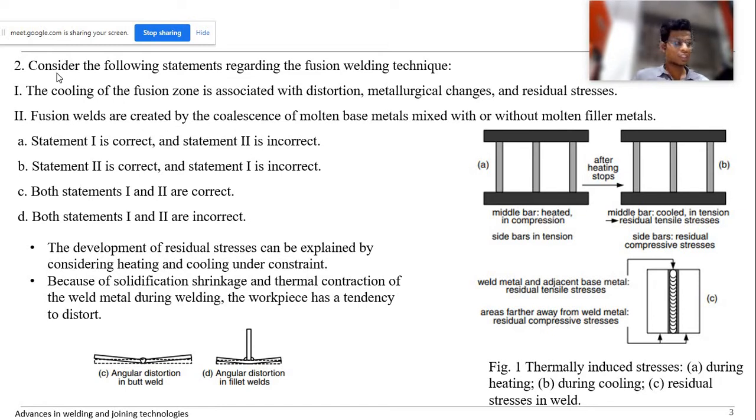So what the question is like: consider the following statements. So in this question, statement 2 is correct, and statement 1 is also correct. Both statements 1 and 2 are correct, right? Because this is a definition, and as I explained, residual stresses, distortion, and metallurgical changes will be there. So this is how we need to understand residual stresses, distortion, and metallurgical changes in this question. So C is the correct answer. I hope I made it clear in this question. So I'll go to the next question.